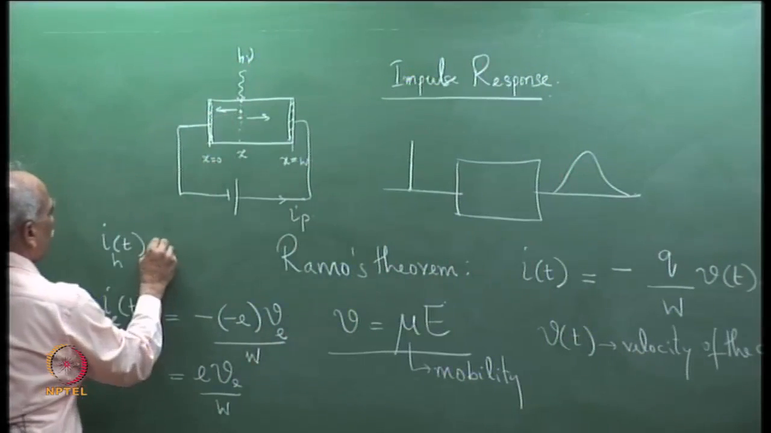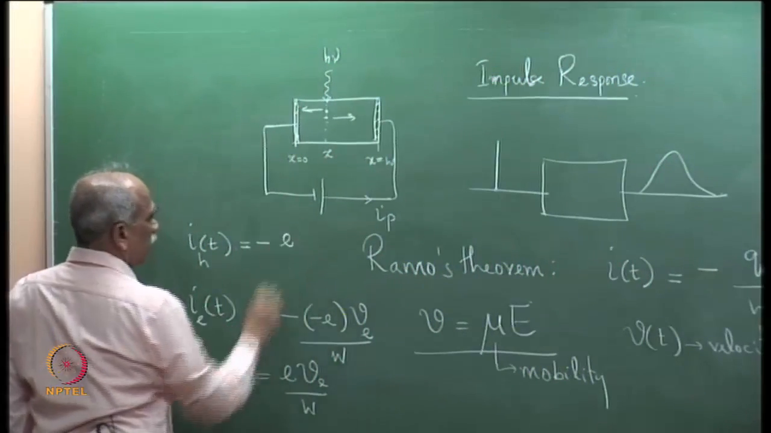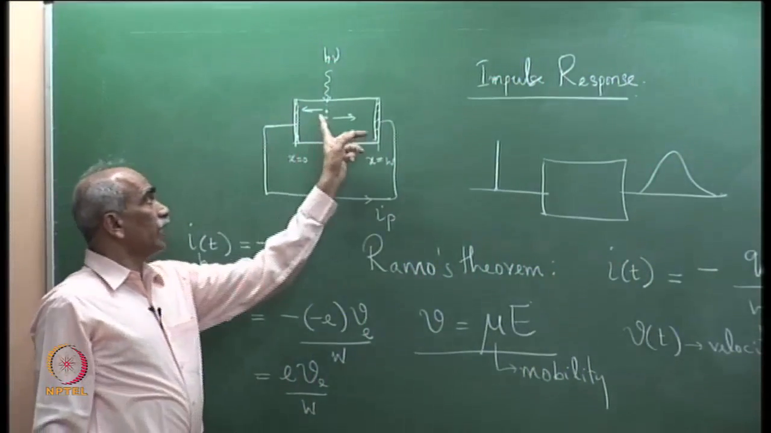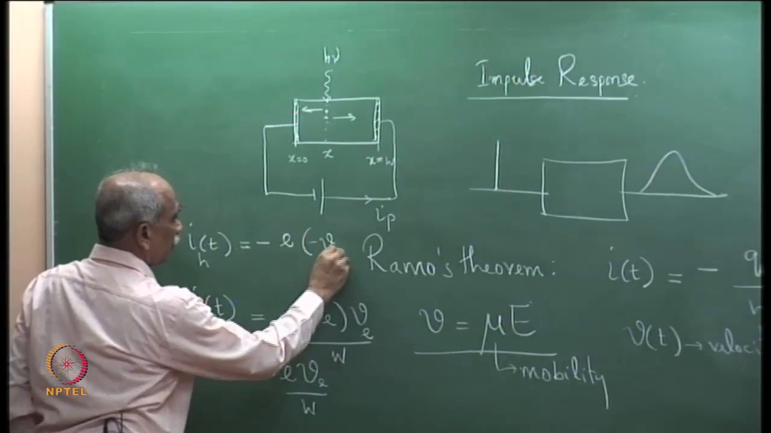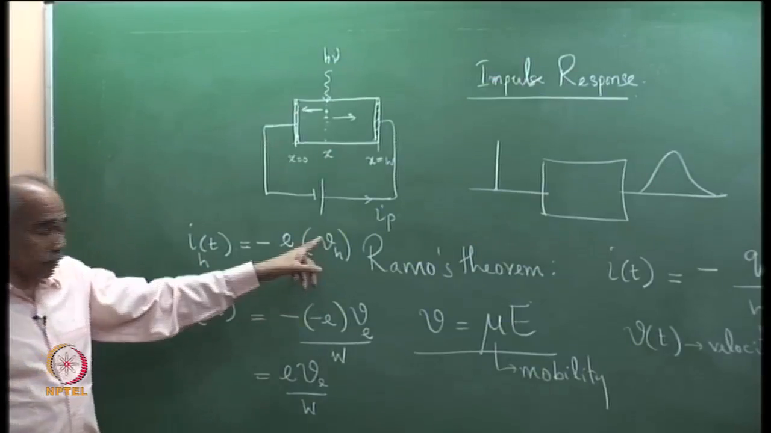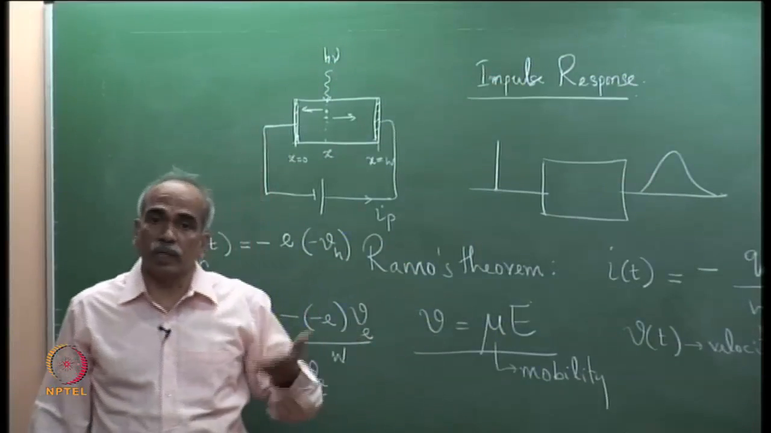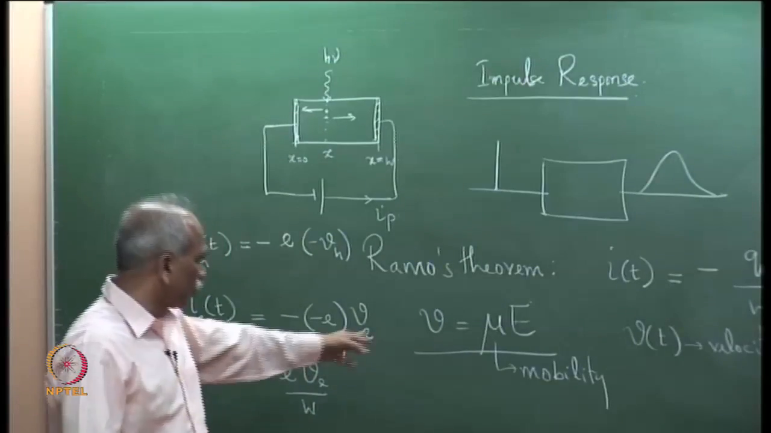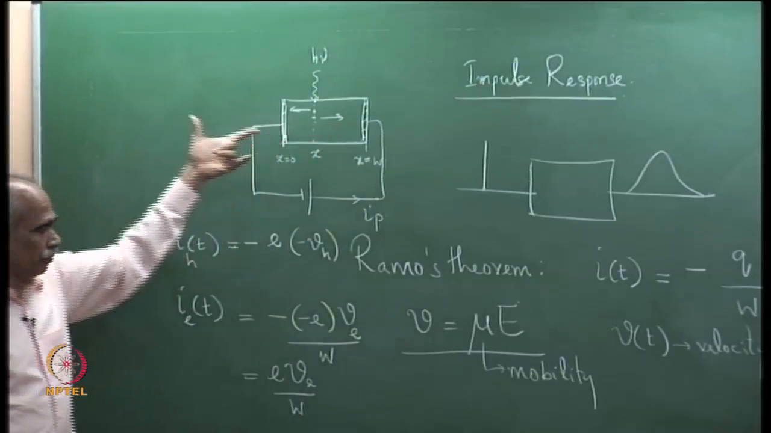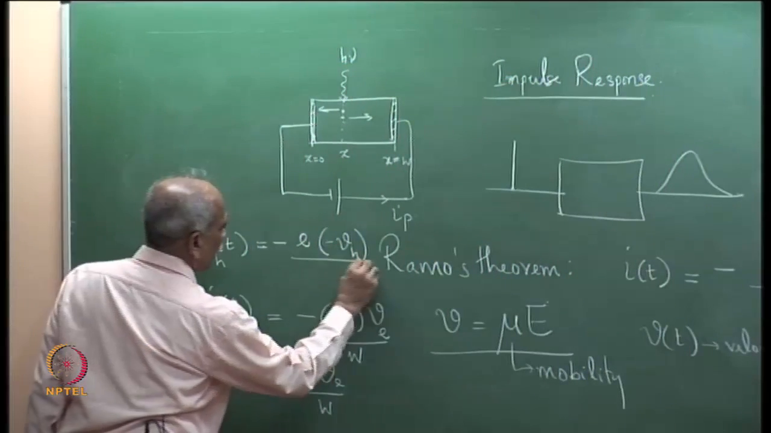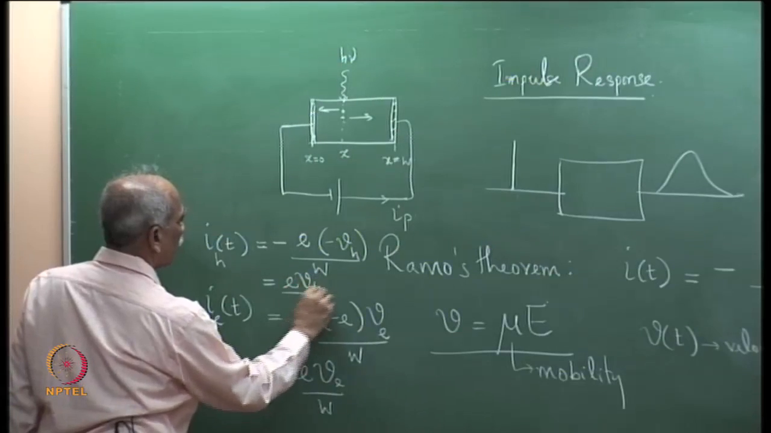The hole current I h of t is equal to minus, charge of hole is plus e, but it is moving in the opposite direction. Therefore, it is moving with the velocity V h. I am writing a separate velocity because, as we will see, mu, the mobility, is different for electrons and holes, and therefore the velocity will be different although the applied electric field is the same, and therefore V h divided by W, which is equal to e V h by W.